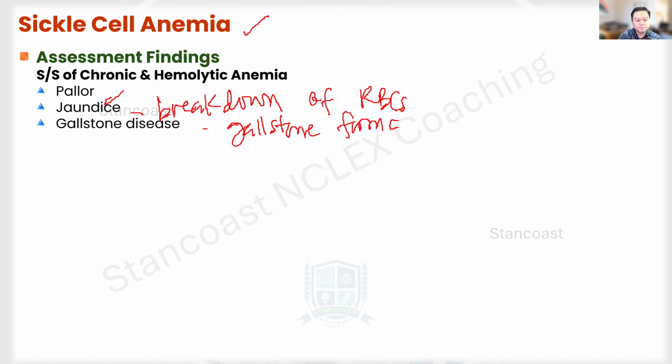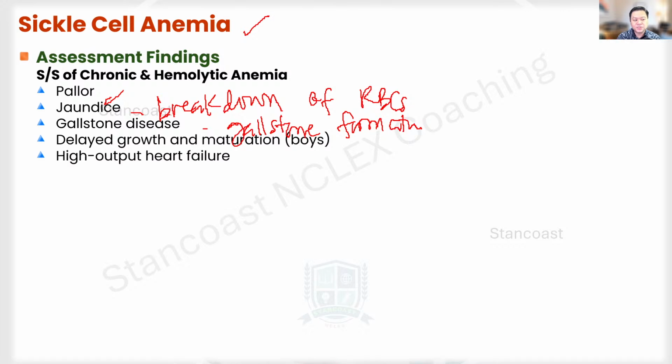And there is also going to be delayed growth and maturation, especially in boys, because the chronic anemia can affect their growth and their development. Also, this can lead to high output heart failure, because with a chronic anemia, this can strain the heart. It can lead to this condition where the heart will pump more blood. Actually, it will work harder in order to compensate for the reduced oxygen carrying capacity.